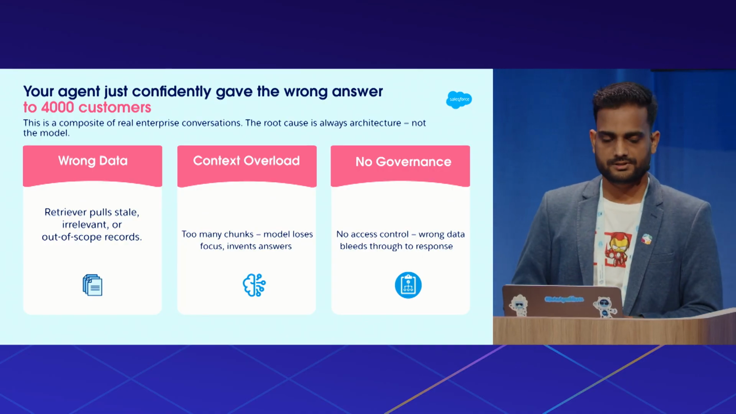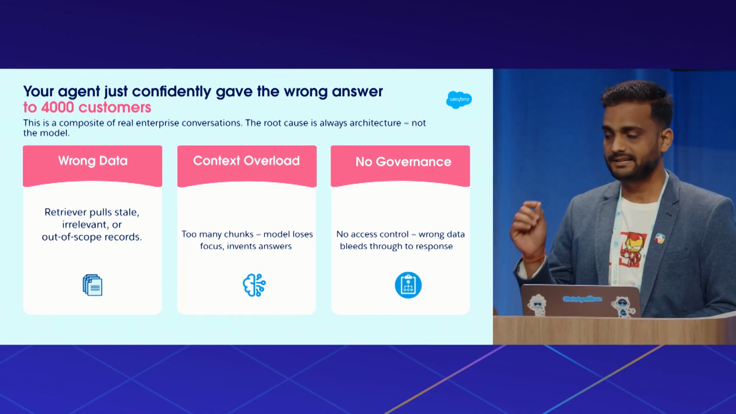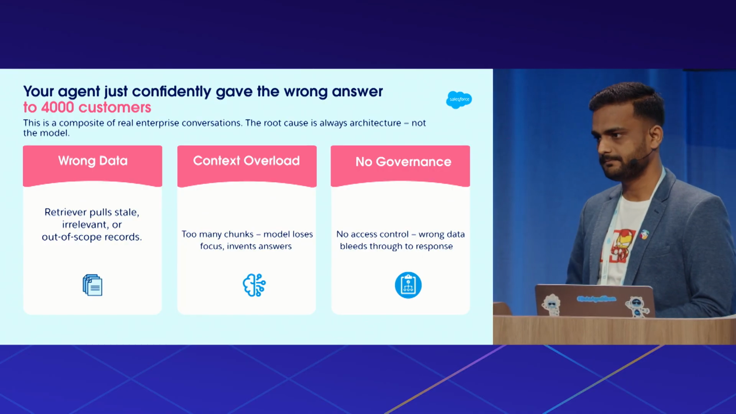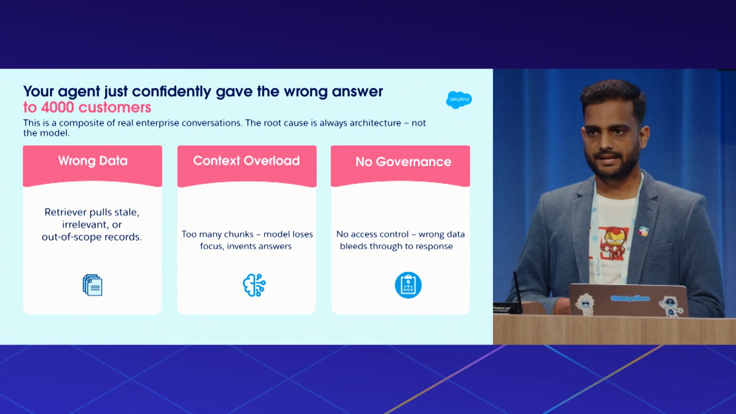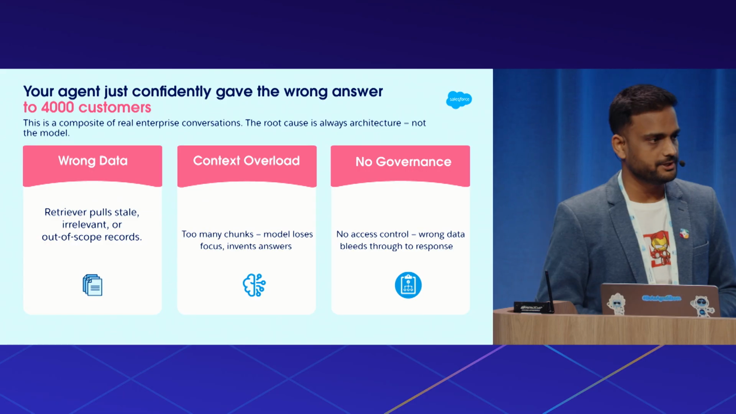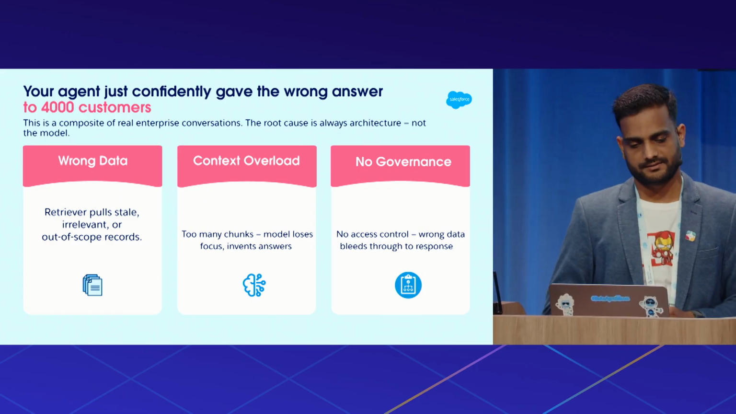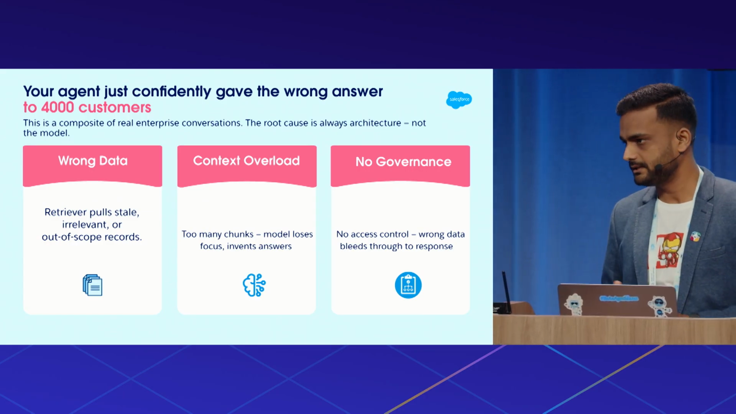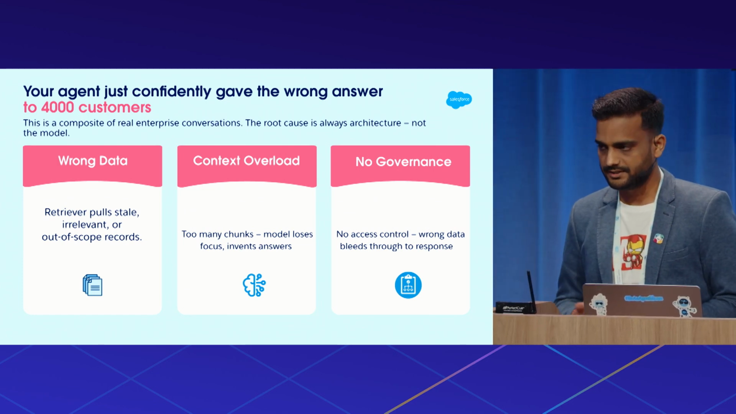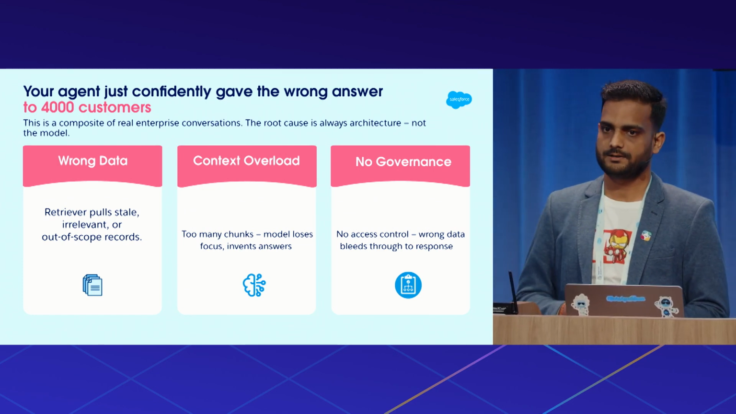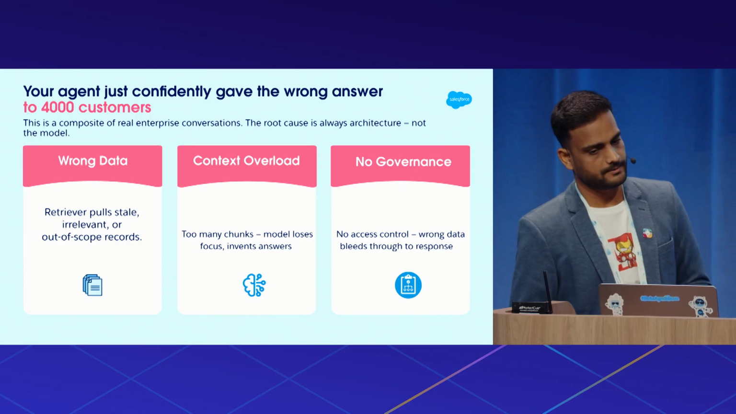The root cause of this is the retrieval architecture, not the LLM. As you can see, there are three pillars which mostly contribute towards an enterprise RAG system failure. One is wrong data. If you are feeding incorrect data to your LLM, your agent is going to respond on top of that because your grounded data is wrong.